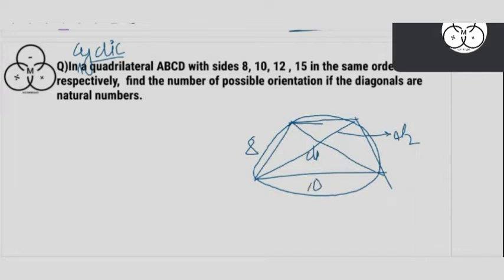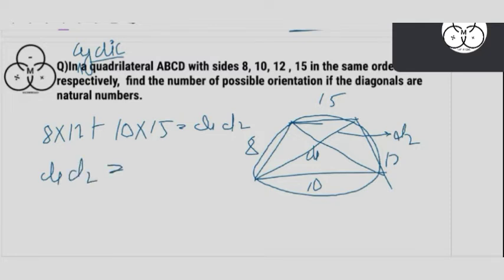8, 10, 12, 15. 8 into 12 plus 10 into 15 equals D1 D2. D1 D2 equals 8 12s are 96 plus 150. 150 plus 96 is 250 minus 4, which is 246. D1 D2 equals 246.